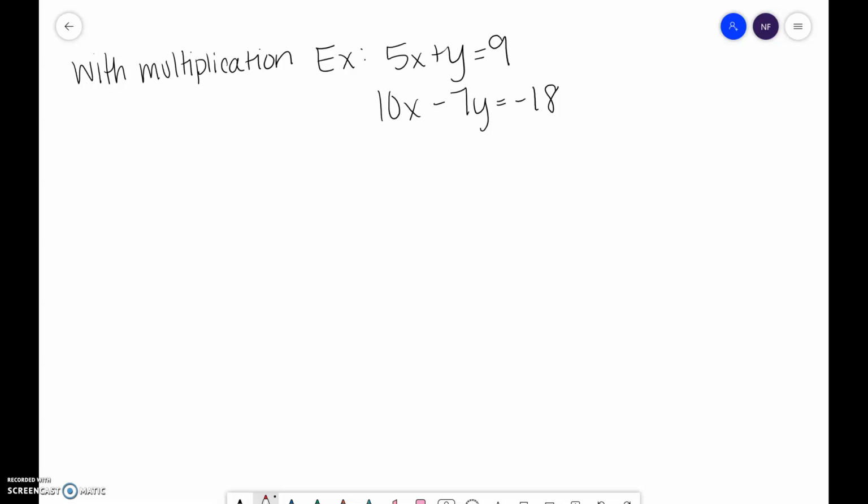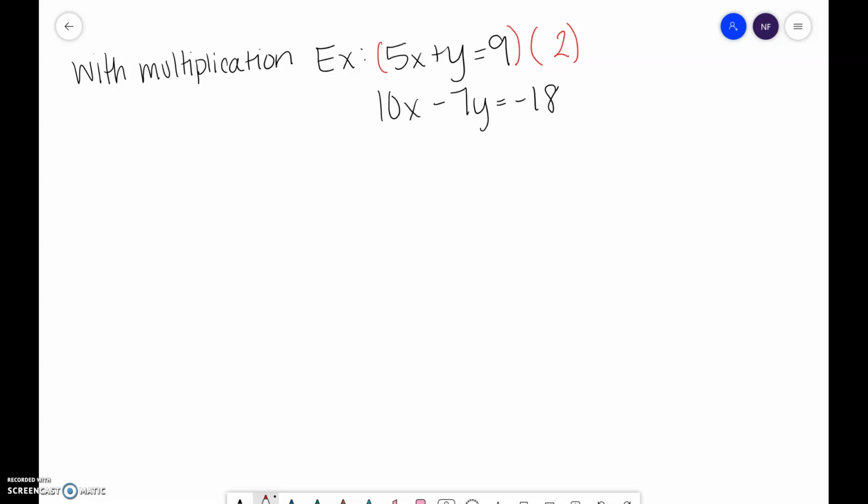So if we did 5 times 2, we could get to 10, or we could take this 1 here and multiply by 7 to get that equal. So either way is completely correct and would get you the same answer. I'm just going to go ahead and do the 5 by 2 because it's smaller than multiplying everything by 7. So I'm going to multiply everything here by 2.